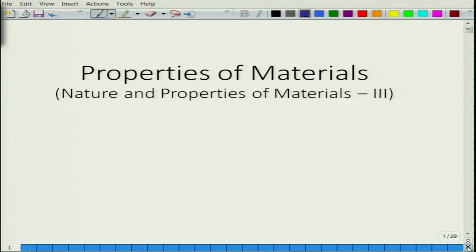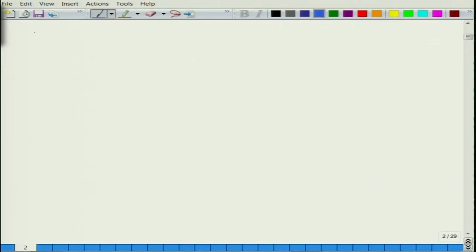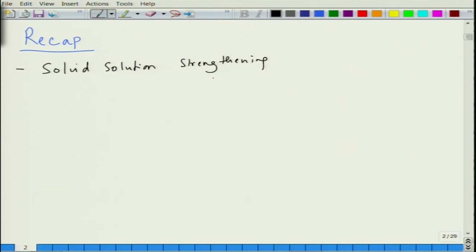So, welcome again to the new lecture of the course, Properties of Materials. Let us just briefly recap the contents of last lecture. In the last lecture we talked about solid solution strengthening. This happens when you form alloys which remain in single phase.